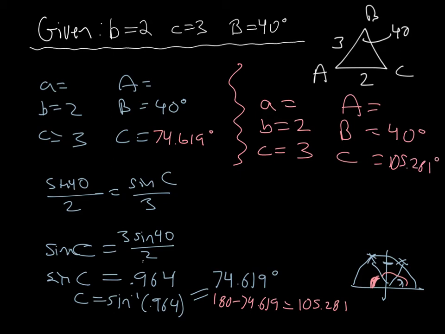Okay, so I now have these two possible triangles. Then I'll do 180 minus both of those angles to get angle A in both cases. So in the first case, I get angle A is 65.318, and in the second case, I get angle A is 34.719.